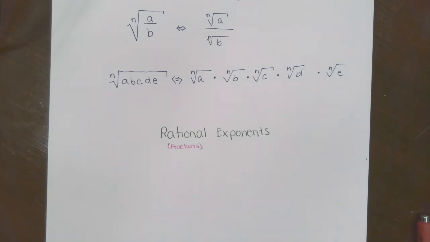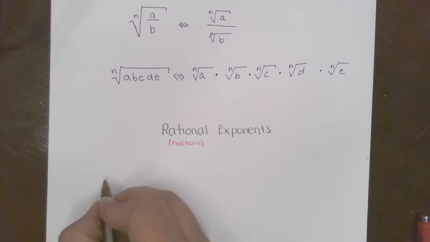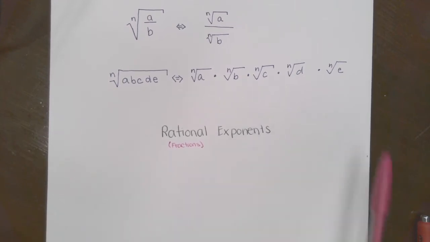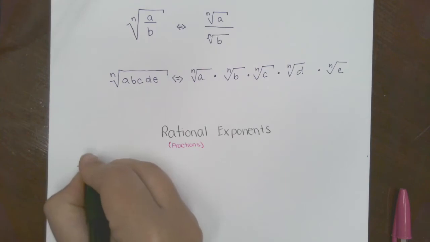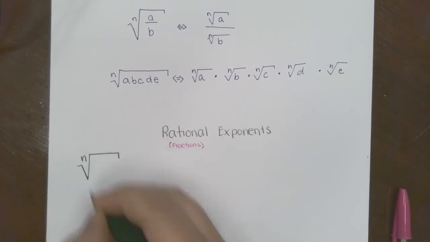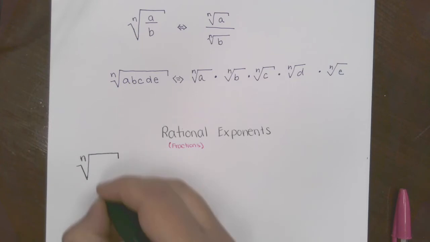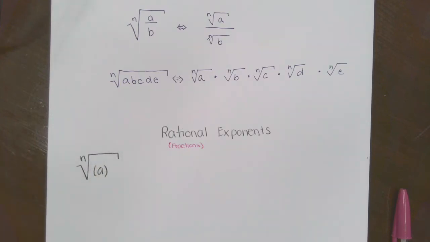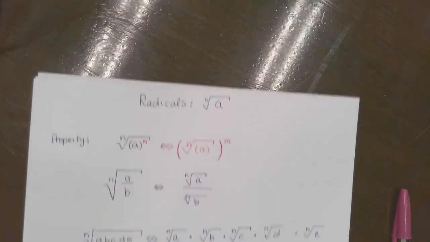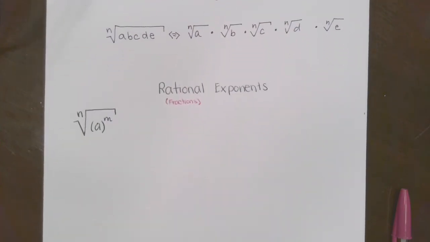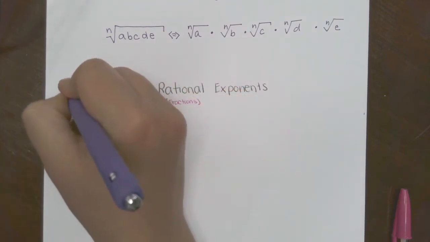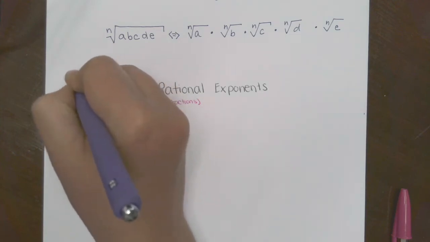Okay, you ready? So what do radicals and rational exponents have in common? Draw a radical with an index of n, with a radicand of a, with an exponent of m. Just like what we did a few seconds ago. Okay, this is not a rational exponent. This is a radical. So I'm going to write radical in a little thinking bubble.